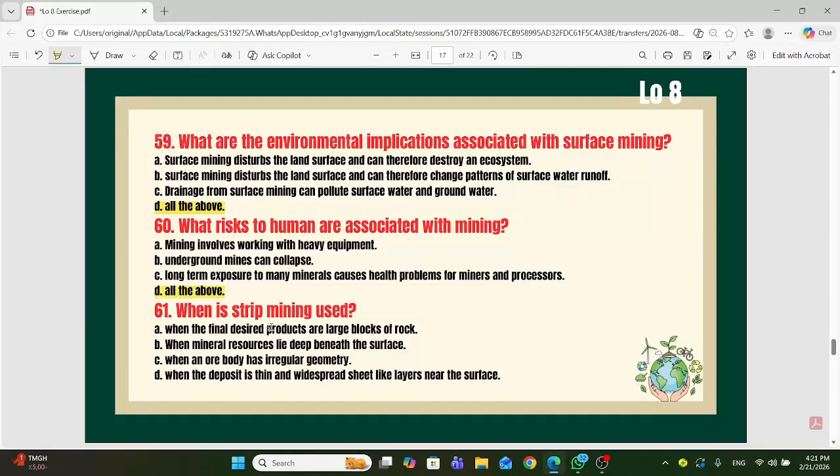When is strip mining used? When the final product is large blocks. No. When mineral resources lie deep beneath the surface of the earth. No. When an ore body has irregular geometry. When the deposit is thin and widespread in sheet-like layers near the surface.